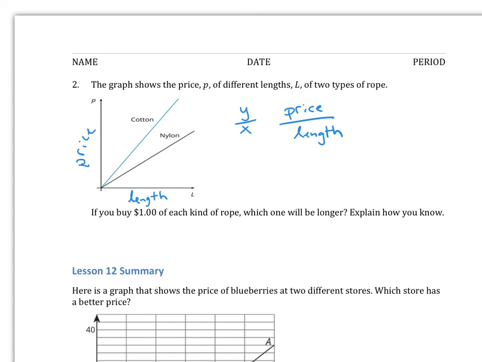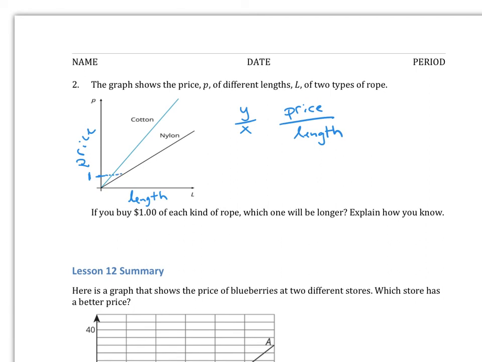So this time we're going to look at it a little bit differently. Normally we would look at y over x because that's typically how we calculate the constant of proportionality, but it doesn't want to know how much does it cost for 1 centimeter, meter, whatever of rope. It wants to know when it's $1. So instead of looking on the x-axis, I'm actually going to look on the y-axis. So let's say 1 falls about here.